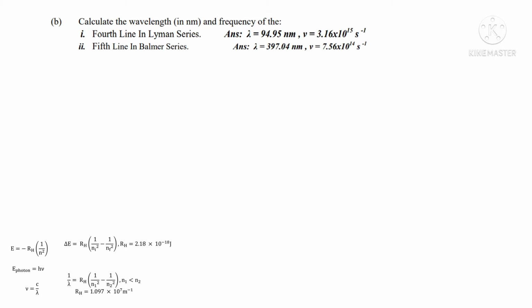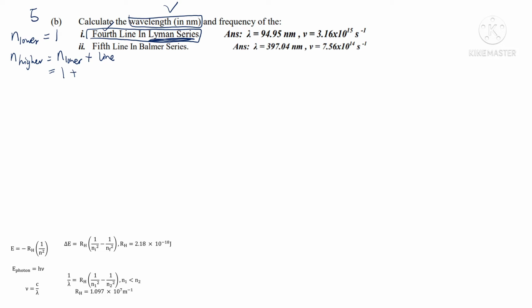The next calculations question is question number 5b. For question number 5b1, we have been given the fourth line in the Lyman series and we want to calculate the wavelength of the photon that is being emitted. From what is being given, Lyman series, we know that the lower energy level must be n equals to 1. To find the higher energy level, we use the lower energy level plus the number of the line. So the lower energy level is n equals to 1 and it is the fourth line, therefore plus 4 to give us n equals to 5 as the higher energy level.